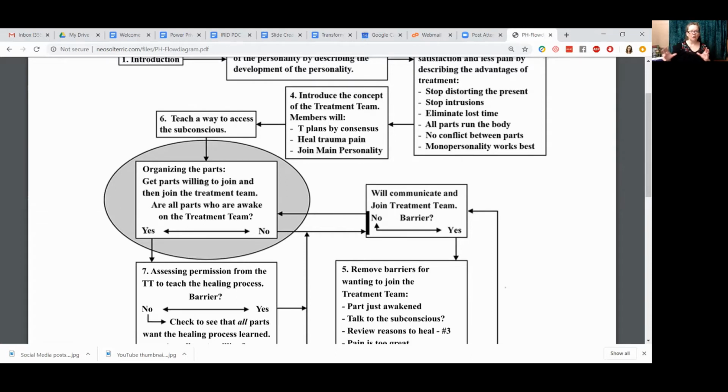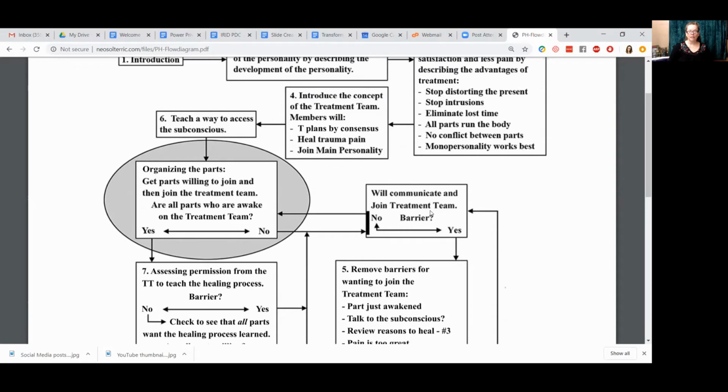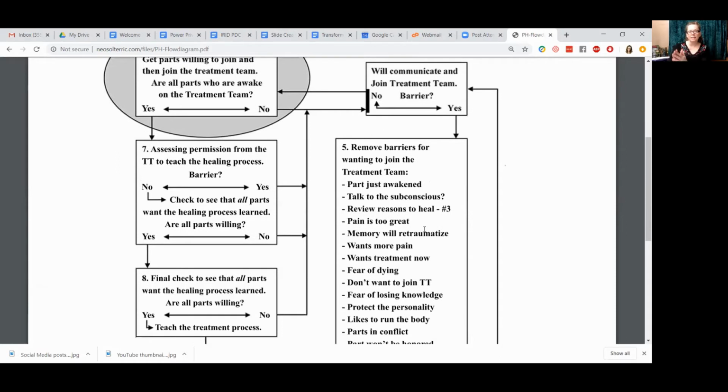And so organizing all of these parts, all of the parts have to be willing to join the treatment team. And so all of the parts who are awake on the treatment, you ask simple questions: are all the parts who are awake wanting to join the treatment team? And so using muscle testing or a pendulum or however you choose to do it, if you get a yes, you're going to go right to step 7. But if you get a no, you're going to back up to step 5, where you're going to remove these barriers for wanting to join the treatment team.